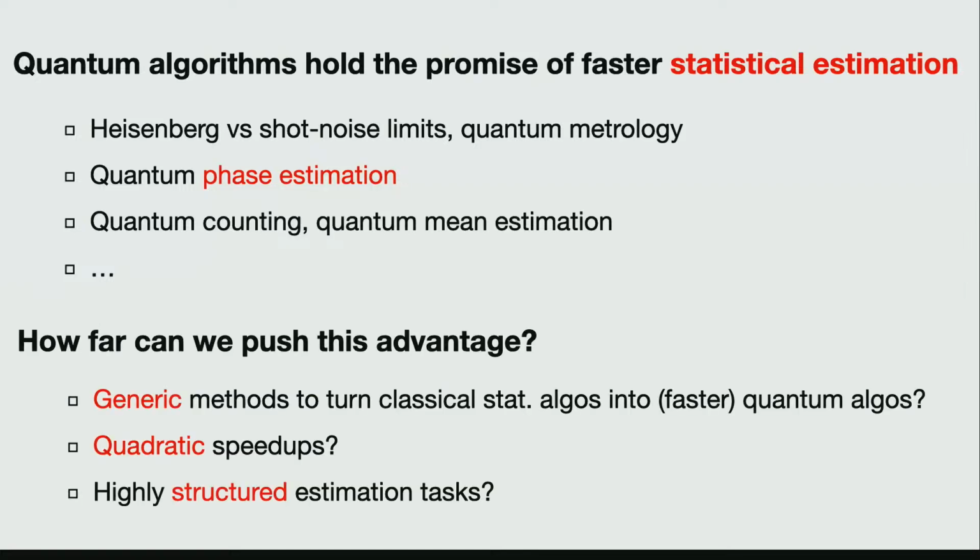So the goal that I would like to explain to you in this talk is to try to give some answer to the following question: how far can we push the advantage of quantum computing for performing statistical estimation? For instance, can we find very generic methods to turn classical statistical estimation algorithms into quantum ones? Can we always achieve at least quadratic speedups? And can we also apply those kinds of algorithms to highly structured estimation tasks, such as the computation of partition function?